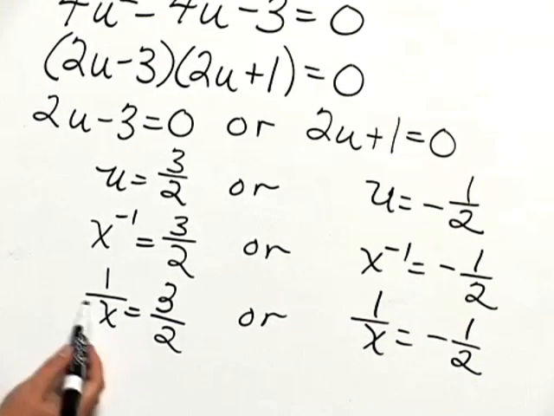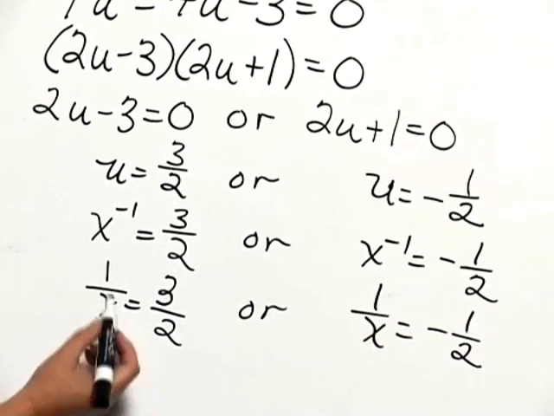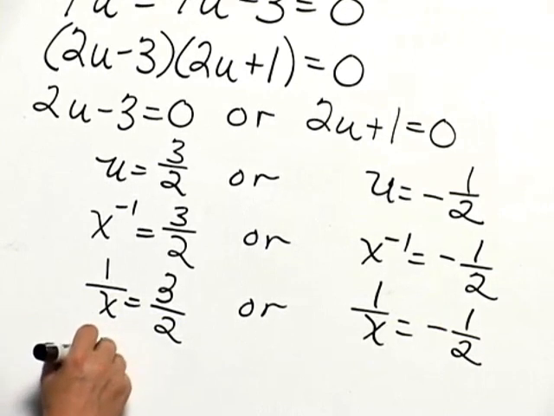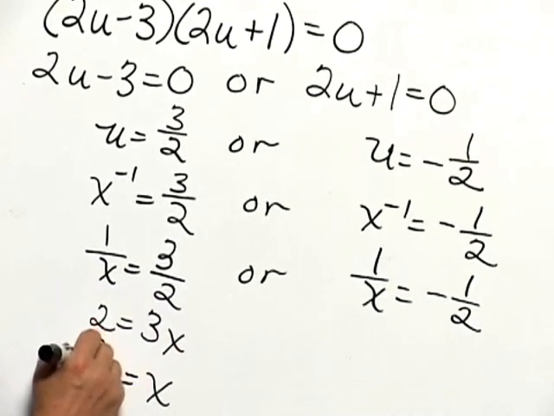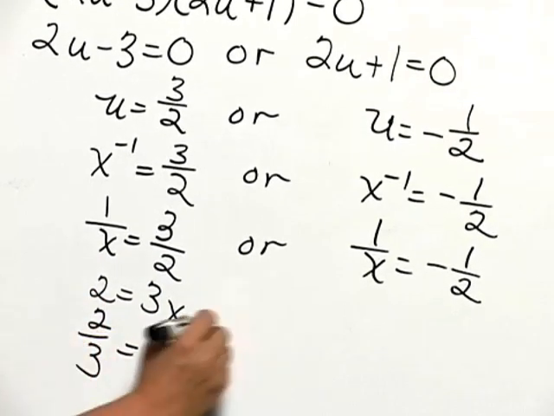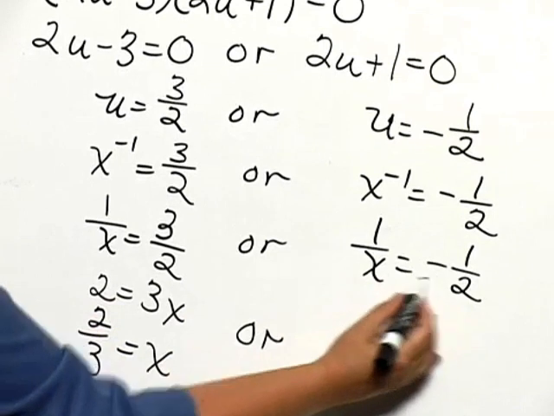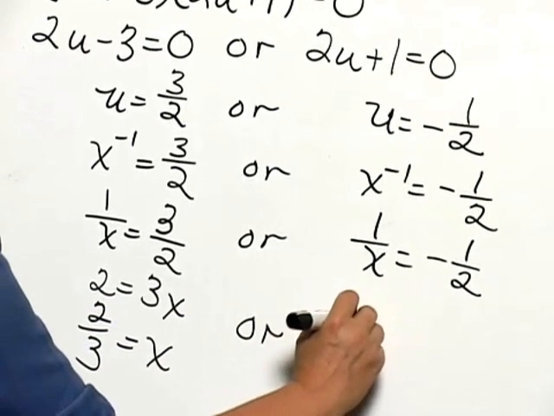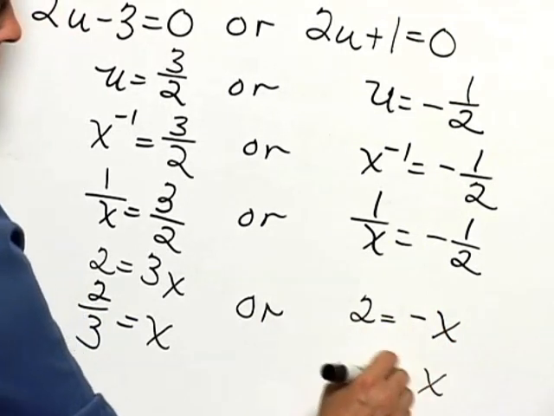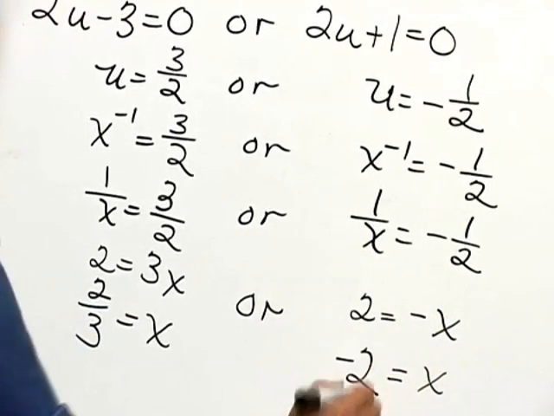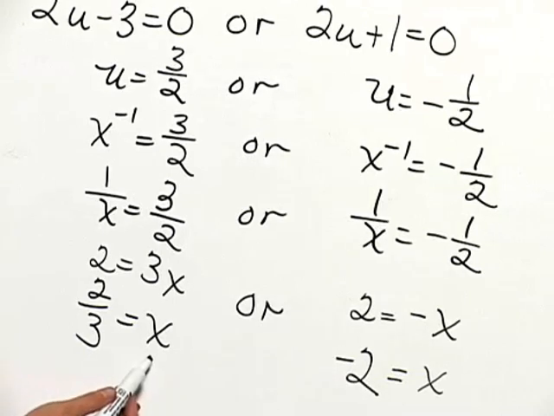Now we can solve this by multiplying both sides by 2x, and that would give us 2 equals 3x, x equals 2/3, or multiplying both sides here by 2x would give us 2 equals the opposite of x, or x equals negative 2. Now we have solved for x. If we would substitute 2/3 and negative 2 for x in the original equation, we'd find that they check.